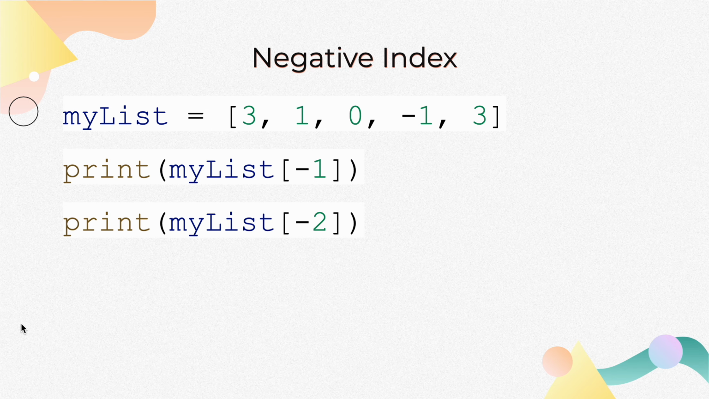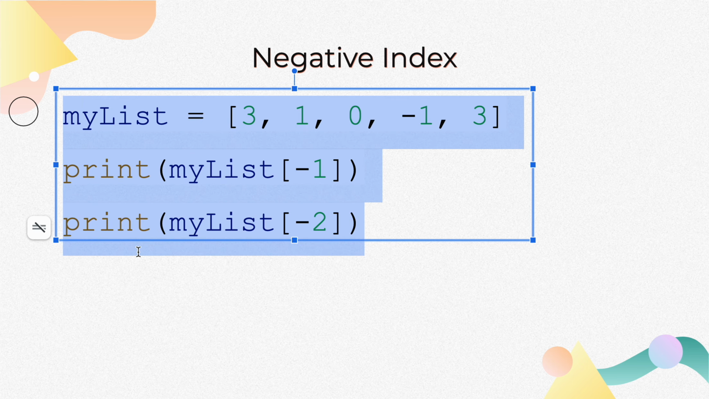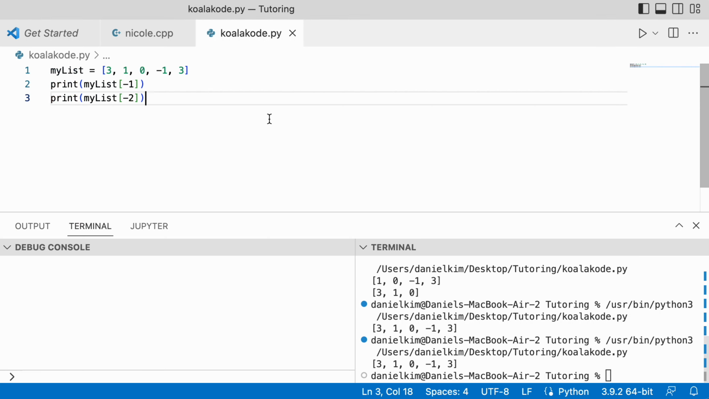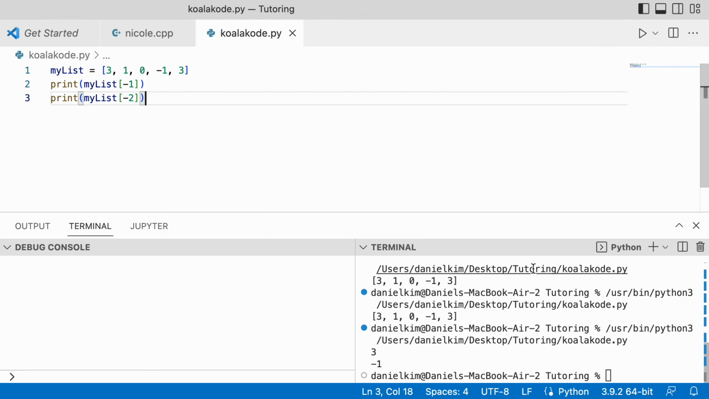We can also use negative indexes in Python as well, which might be a bit surprising to you. Let's try running this code. If we run this code, we get 3 and negative 1. When we print my list of negative 1, we're basically going to the last element, and the last element is 3 in here. Negative 2 will represent the second to last element, which is negative 1.